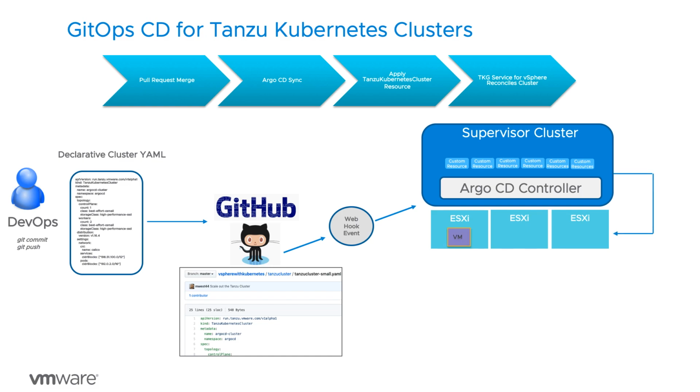Various controllers that are part of the TKG service for vSphere actuate these resources into a set of virtual machines that are configured into a Tanzu Kubernetes cluster. Okay, let's jump in and see how this works.